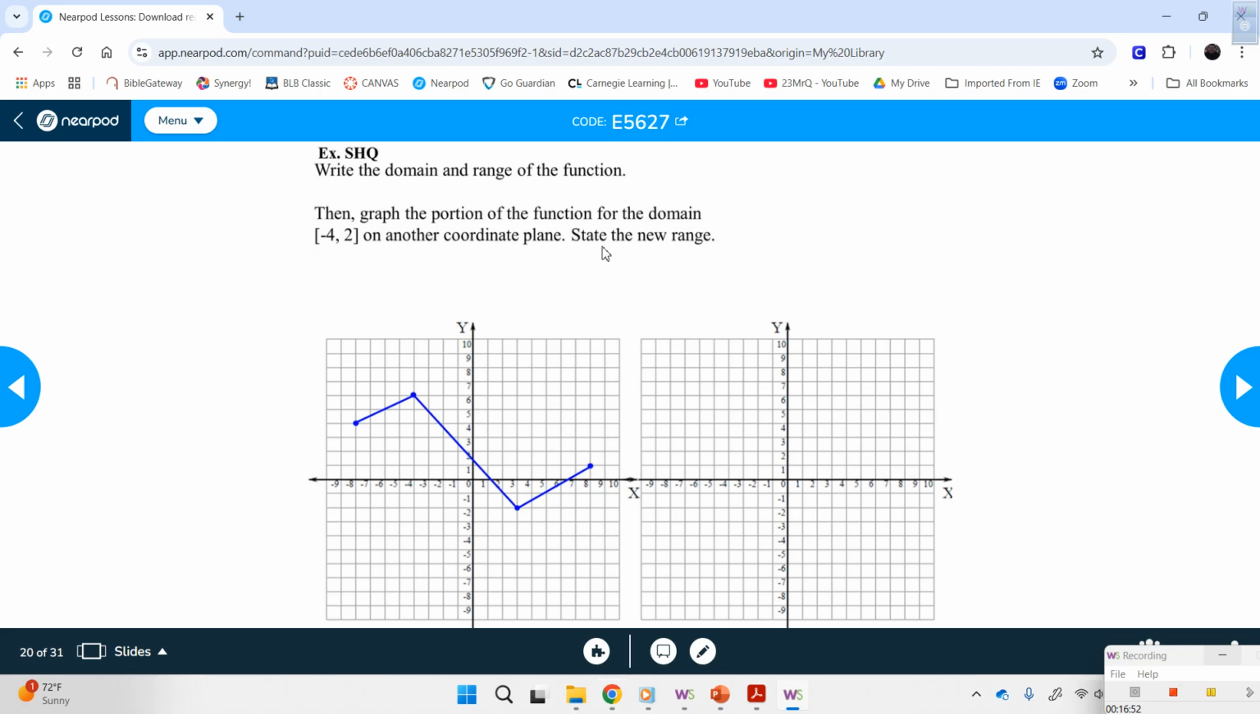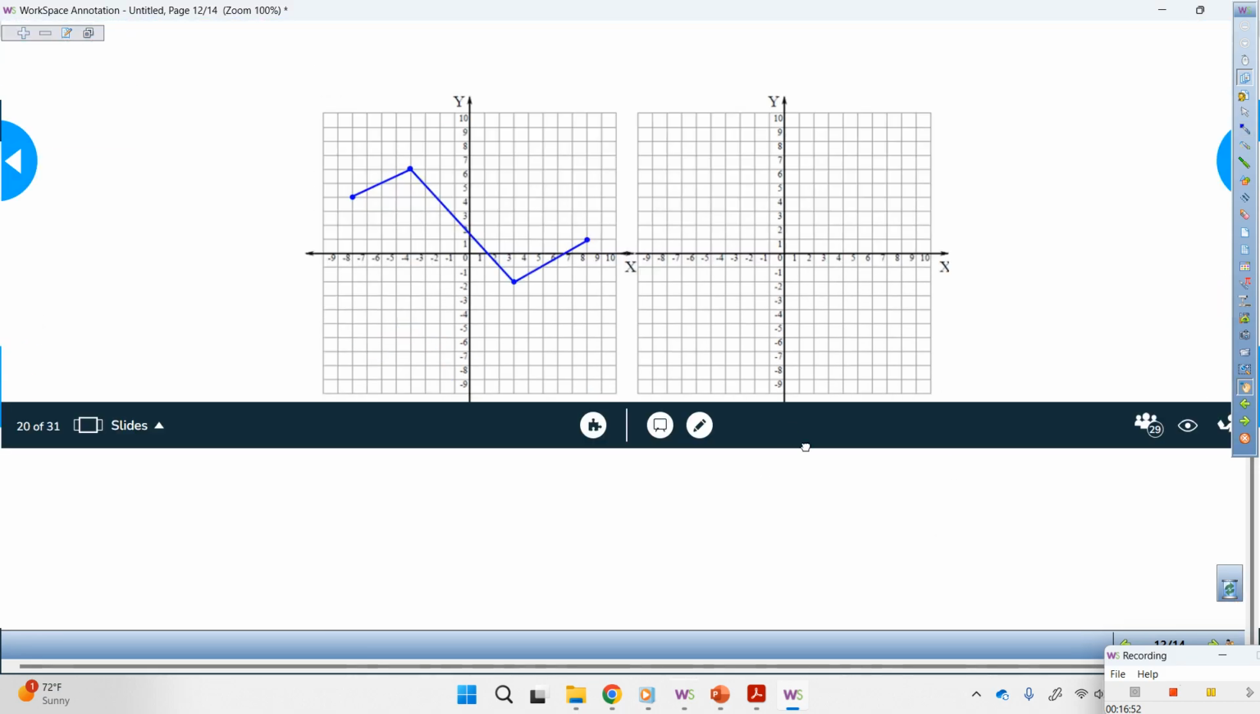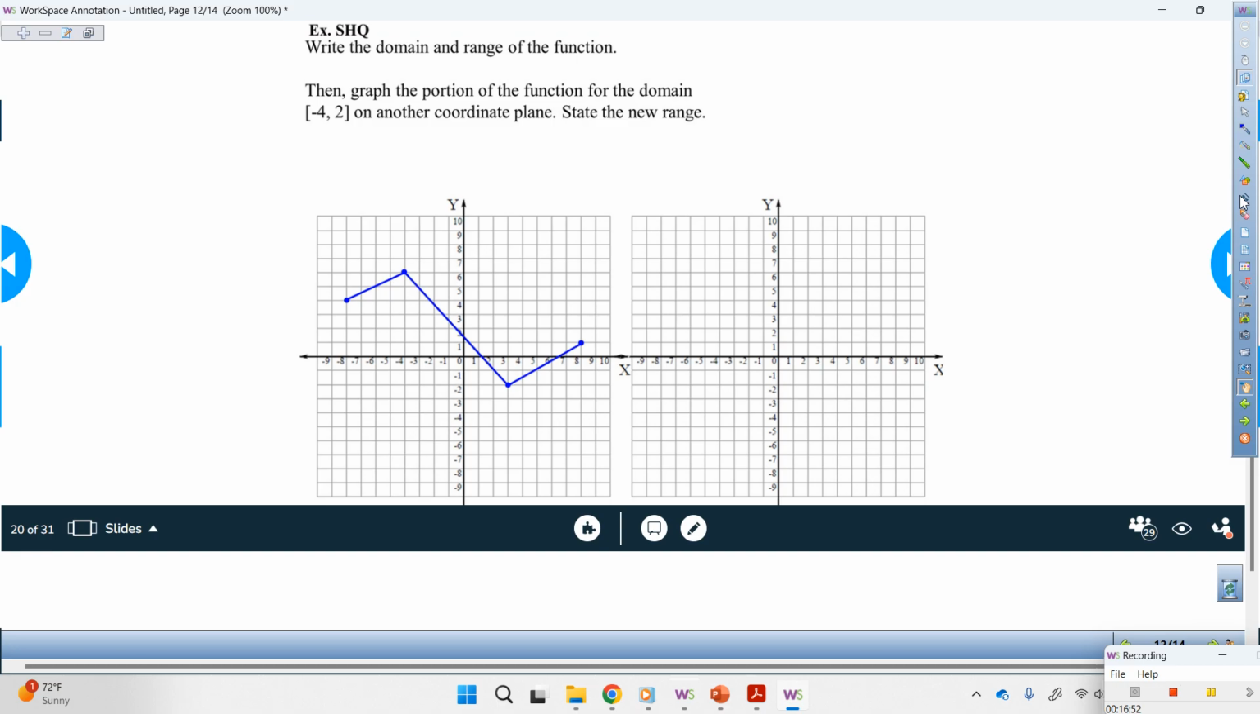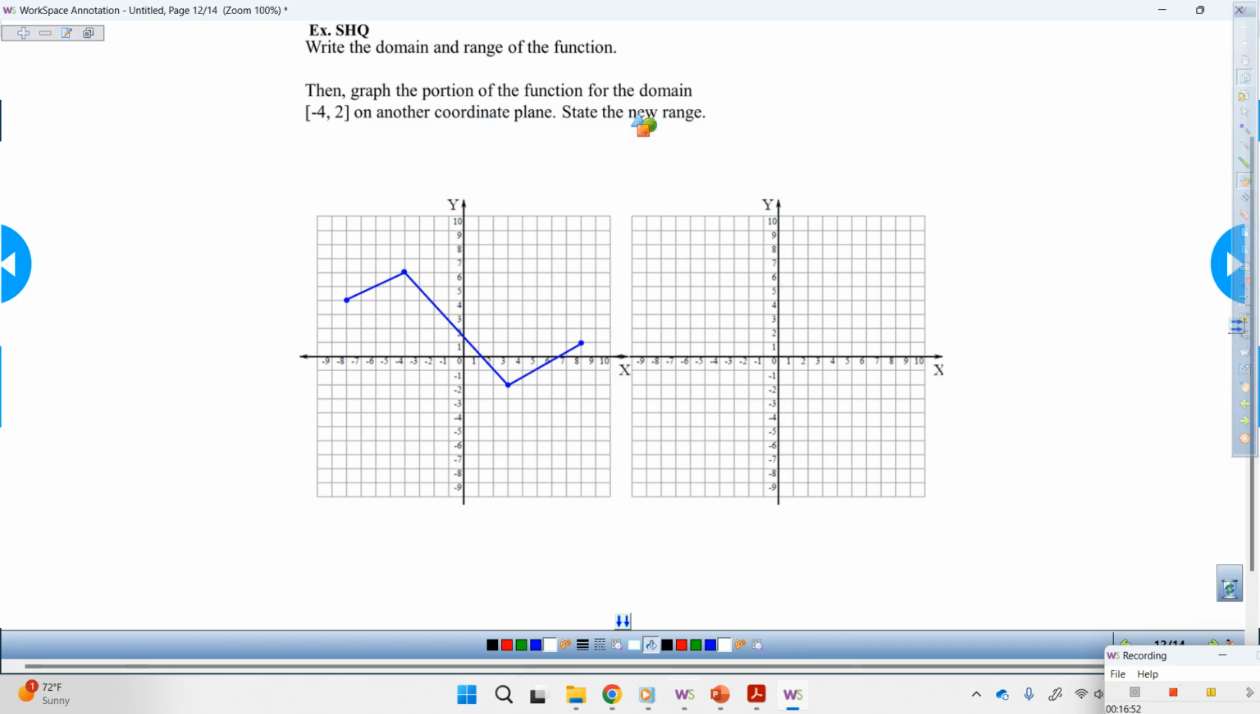All right. So let me move this up so you guys can see that from the back. Here we go. Example Shazam Q. And it reads, write the domain and range of that function and then graph the portion of the function from negative 4 to 2 of that domain. So get your highlighters in front of you if you have highlighters. I'm going to skip the first part, this one. I want to get to this part so that we can graph on the little graph next to the portion that they're asking us for.